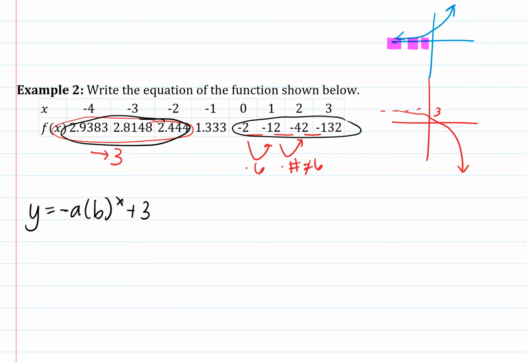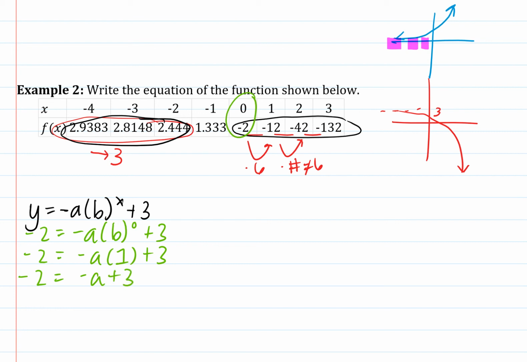Now we can substitute in a point. I like to substitute in the y-intercept. It has the y value -2 equals negative a times b to the 0 power plus 3. And we're going to solve for a. Subtract 3 from both sides. Divide both sides by -1. We get a is 5.